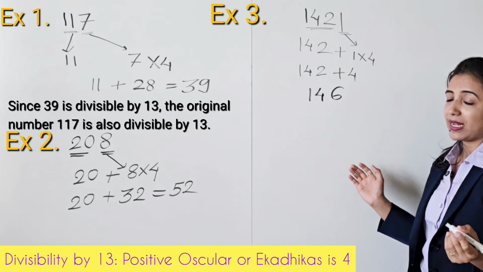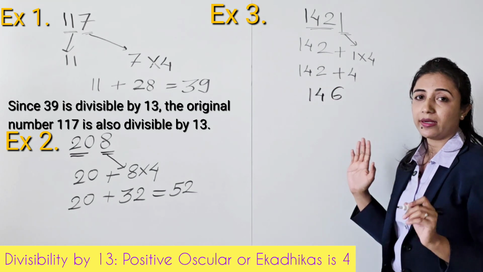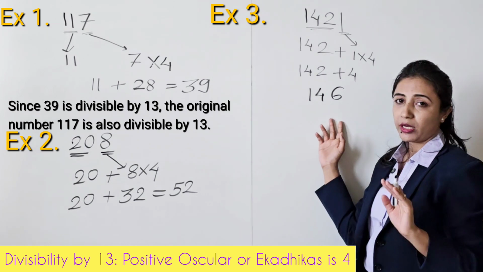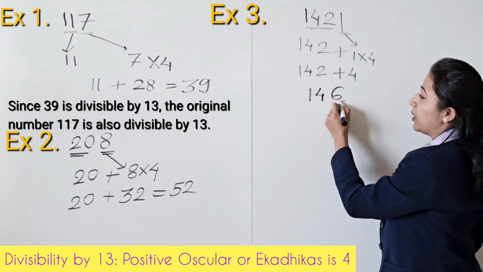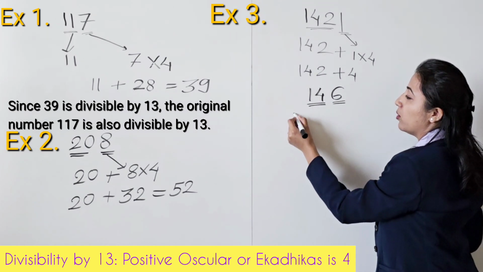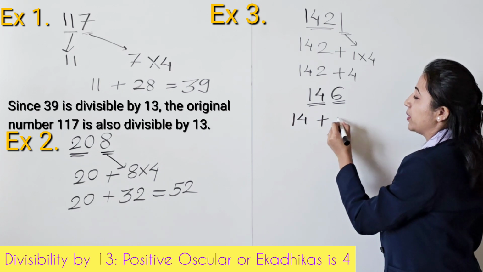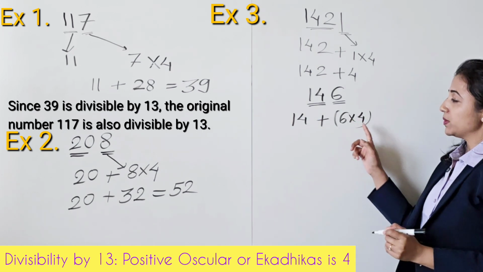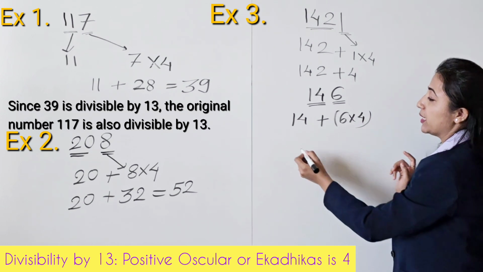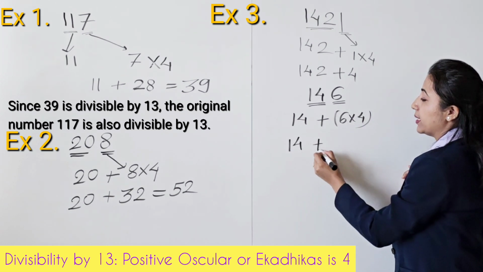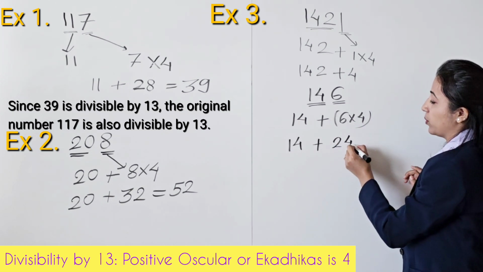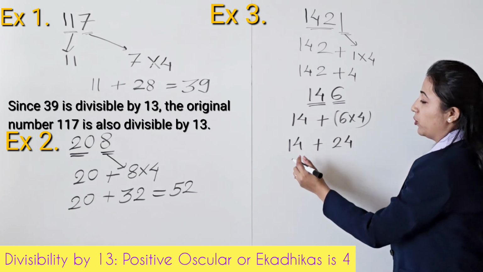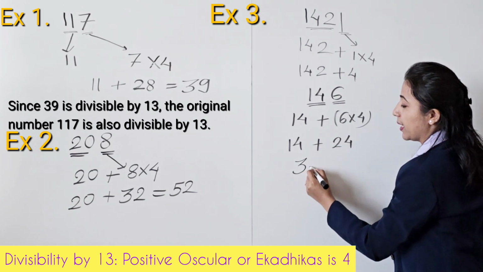Still our number is large. It is a 3-digit number. So again we don't have to use the division process. Again break this number into two parts. Here 14 added to the product of 6 and 4. So 6 multiplied by 4 is 24. Now 24 plus 14 is 38.